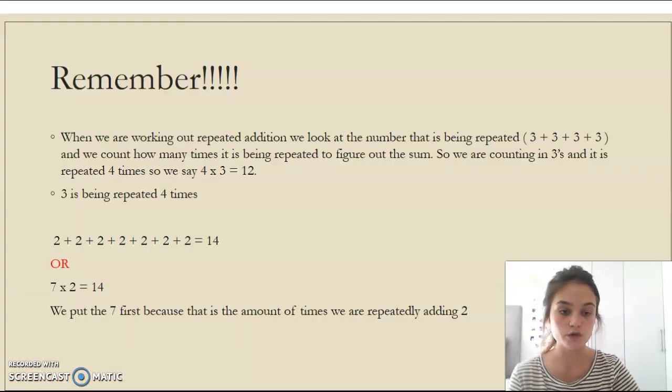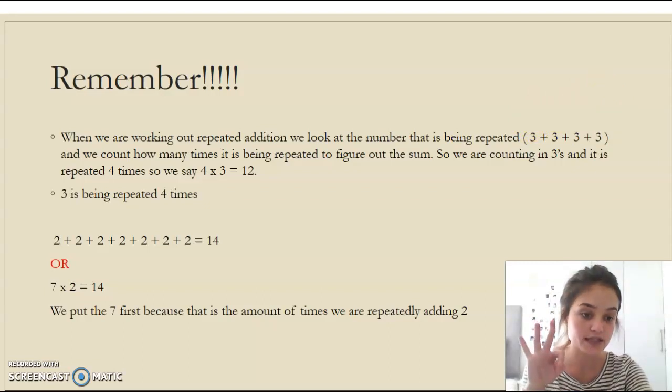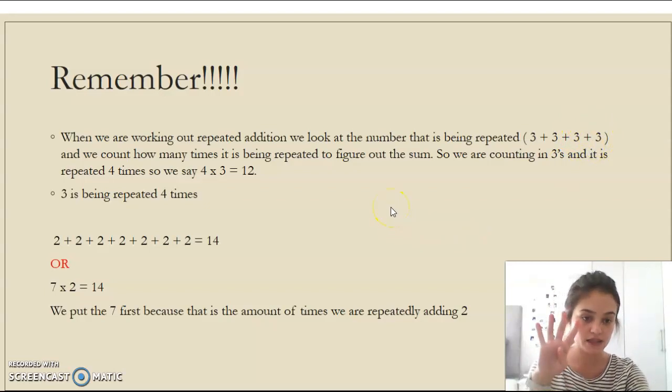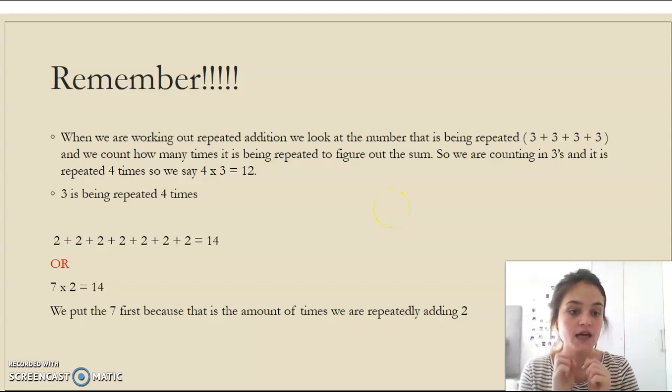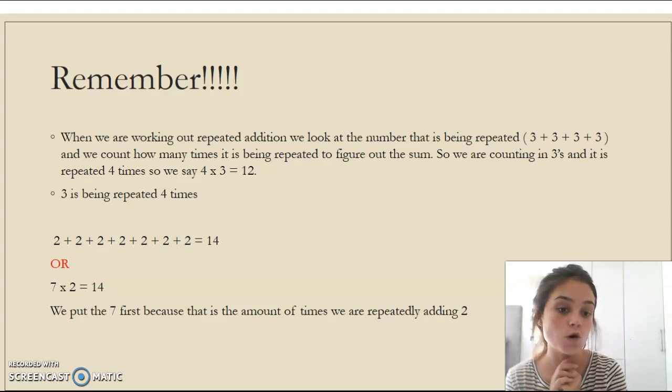So let's go over it again. When we are working out repeated addition, we look at the number that is being repeated. So like in my example here in my brackets, I have 3 plus 3 plus 3 plus 3. So we see that we are counting in threes because that is the number being repeated. Then we look and see how many times it's being repeated. And we see that it's being repeated 1, 2, 3, 4 times. So the number is 3, repeated 4 times. So we're counting in threes 4 times to get our answer.